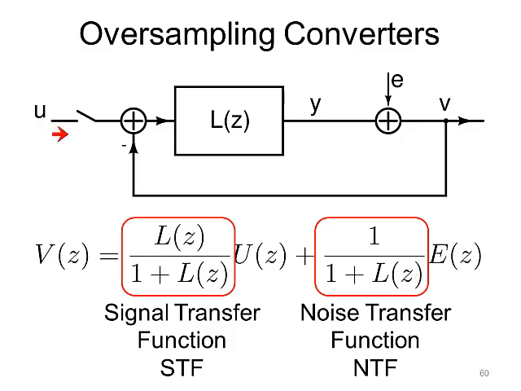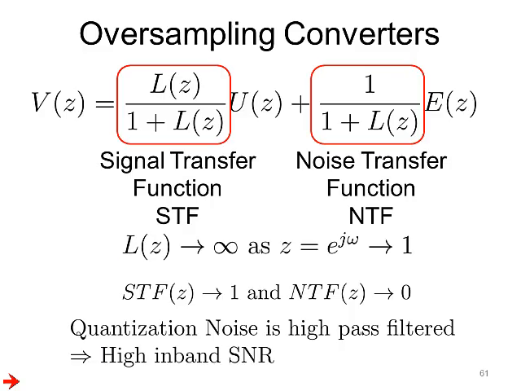The transfer function from the input to the output is called the signal transfer function, and the transfer function from the noise source to the output is called the noise transfer function. As the loop filter gain is very high at low frequency, we see that at low frequencies, the signal transfer function is approximately 1, and the noise transfer function is approximately 0. Thus, it is possible to obtain an extremely high in-band signal to quantization noise ratio, even by using a very poor quantizer.